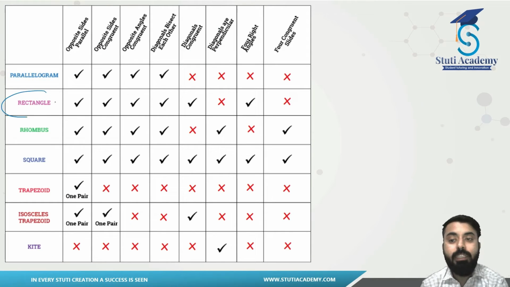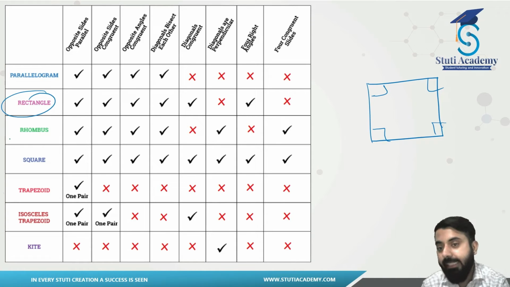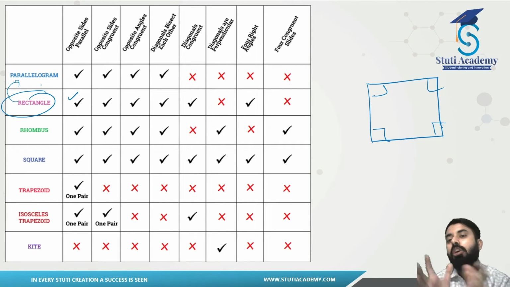And the next one is your rectangle. A rectangle is a kind of parallelogram in which each angle is 90. Opposite sides are parallel, indeed they are. Opposite sides are congruent, indeed they are, because a rectangle is a kind of parallelogram. So it shares almost every property of a parallelogram. It has opposite sides parallel, opposite sides congruent, opposite angles equal. See, it is 90 and that is 90. Adjacent angles can be equal in this case. And diagonals bisect each other.